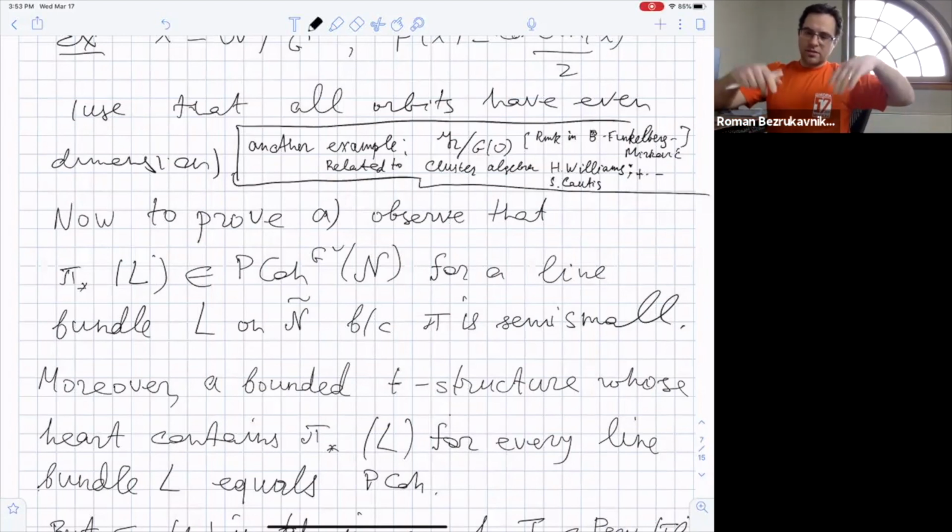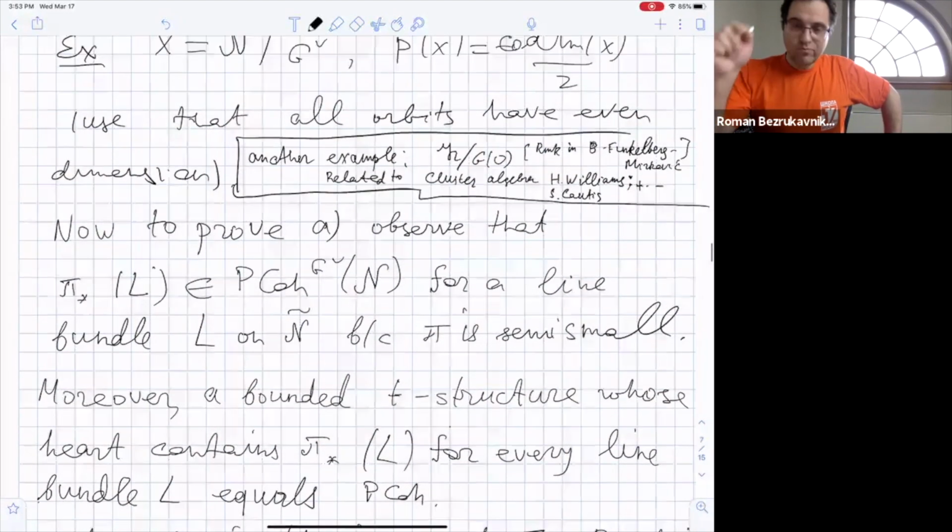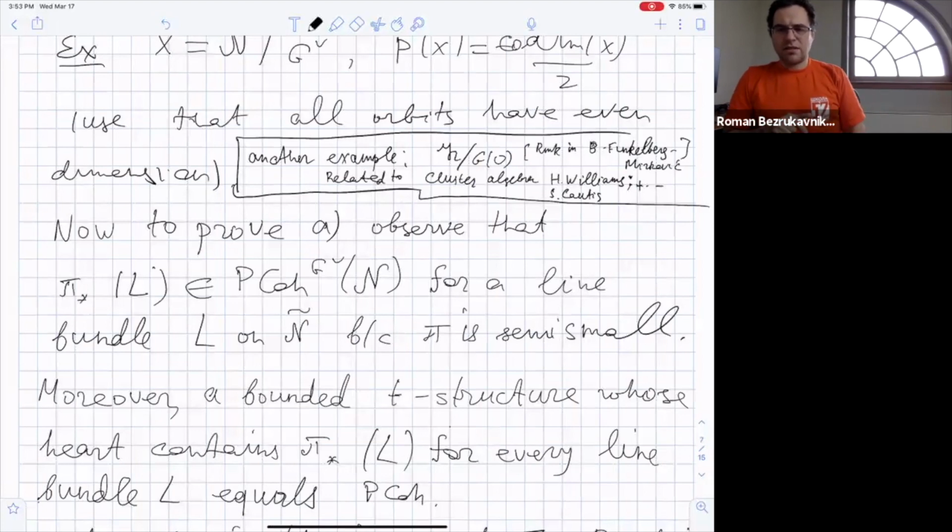You have a bounded t-structure whose heart contains all these objects, and it has to be a perverse coherent t-structure. In fact, it's enough only to look at dominant and anti-dominant ones, because it's something like a highest weight category, where direct images of dominant weights, like semi-ample line bundles, play the role of co-standard objects, and direct images of anti-dominant ones play the role of standard objects. There's a separate paper about it, but yes, there's this way to think about it.